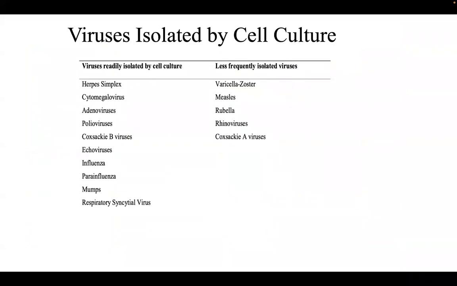So this gives a list of some viruses that can be isolated by culture, and some that are less isolated by culture, like rubella and measles. And there are viruses that are uncultivable. They cannot be cultured, such as hepatitis B and HPV also. So you can go through the list to have a glimpse of those.